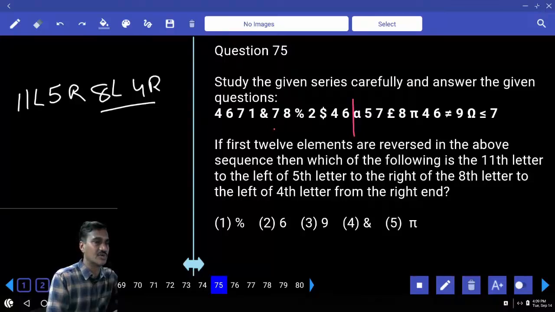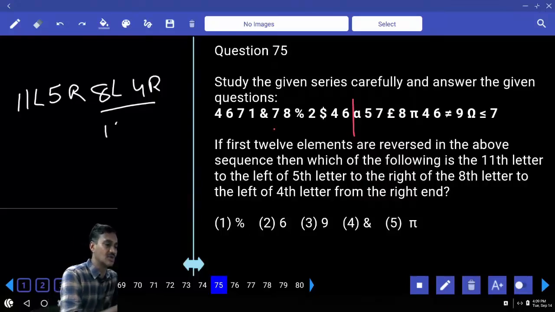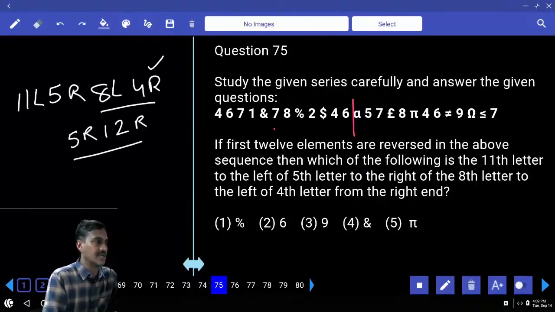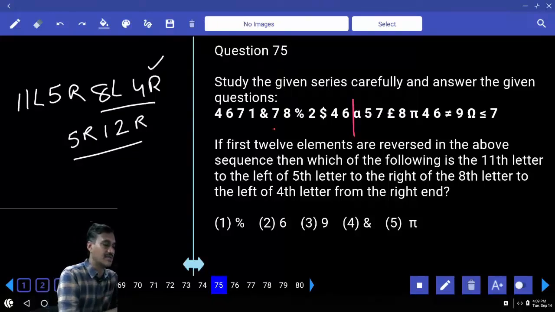Now here these two are what? 8th left and 4th right. Directions are same or opposite? Opposite means now we need to add these two. 8 plus 4 is how much? 12. Now which direction I need to take? From the corner. 12th right. Now 12th right and 5th right directions are same. Same means we need to subtract. 12 minus 5 is how much?